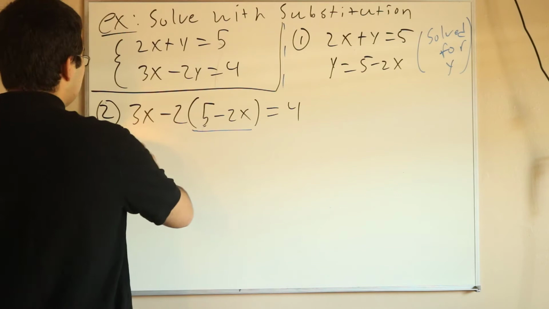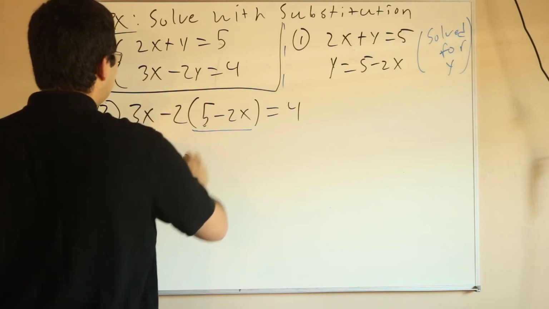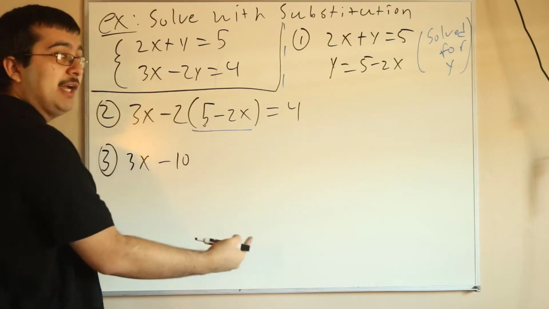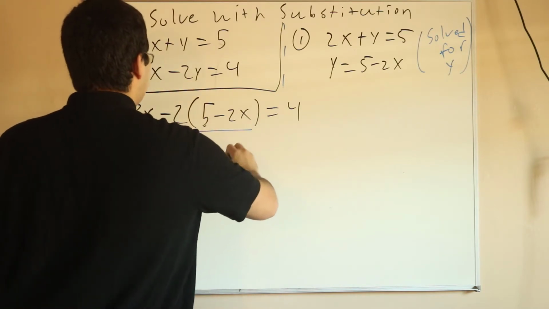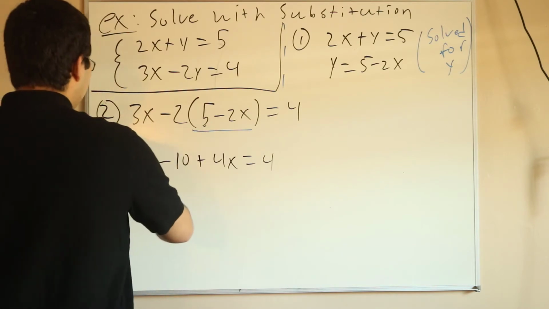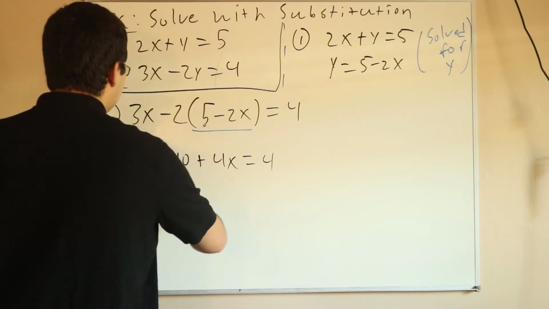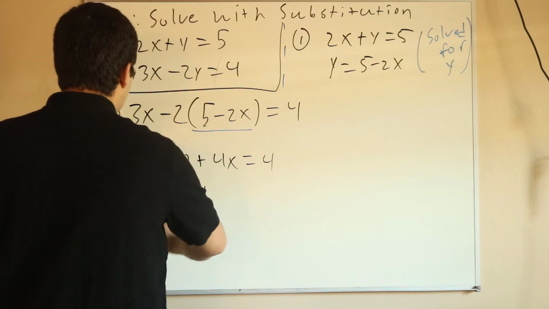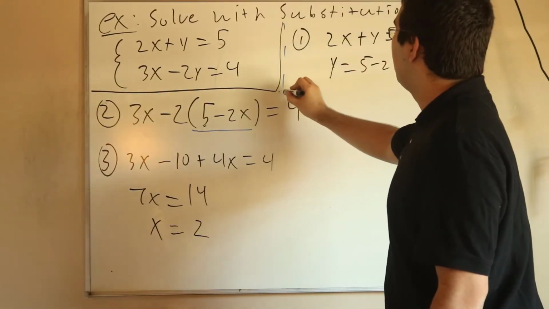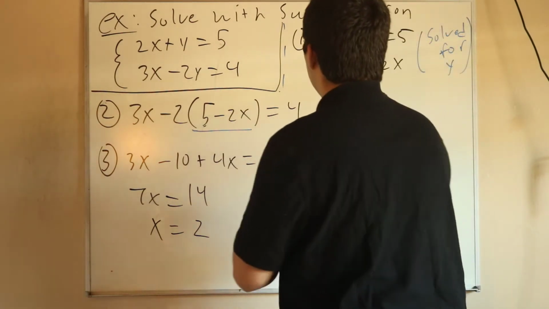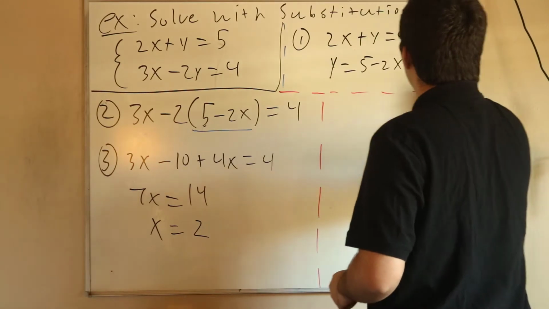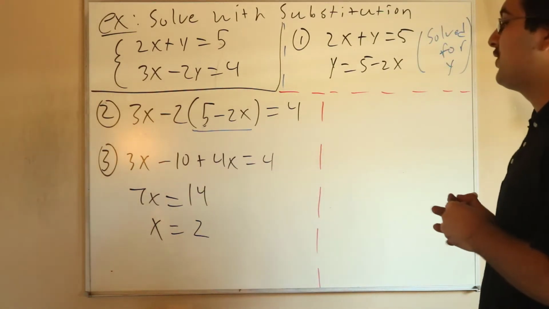So now we're going to get 3x minus 10, right? So we need to distribute the negative 2 here. Don't forget that minus sign. So we're going to have plus 4x equals 4. Combining like terms, I'm going to get 7x, adding the 10 over, equals 14. X equals 2. So there you go. Okay, so there's our step 3.